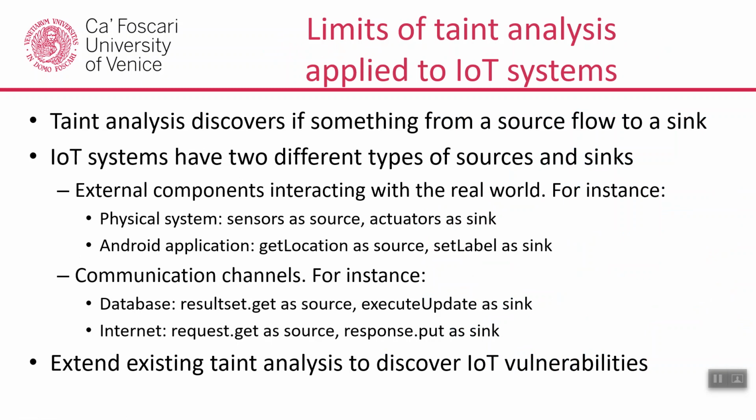What are the main limits of existing taint analysis engines when we apply them to IoT systems? The problem is that taint analysis covers whether something from a source flows into a sink. IoT systems have at least two different types of sources and sinks. One involves external components interacting in some way with the real world or with users. For instance, the real world might be a physical system, so we might have the APIs reading sensors as a source and the APIs passing values to actuators as a sink of our taint analysis engine.